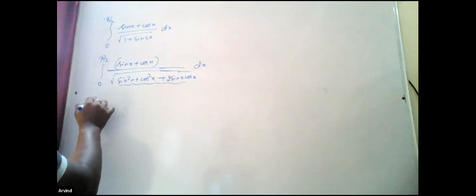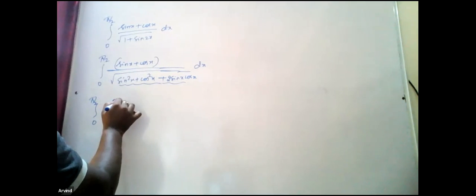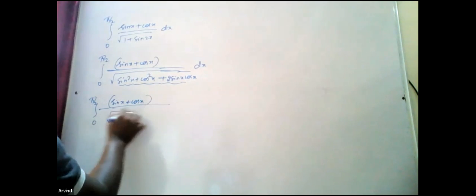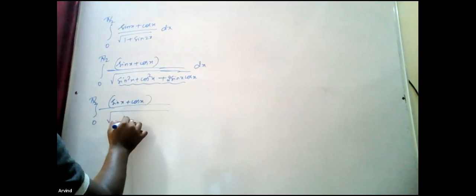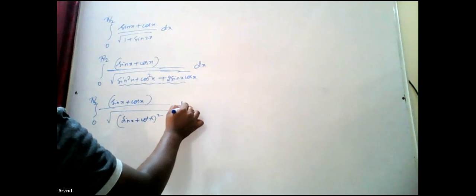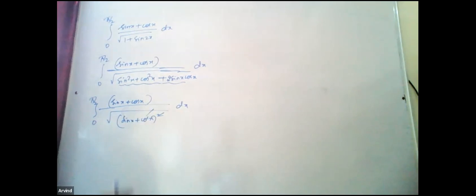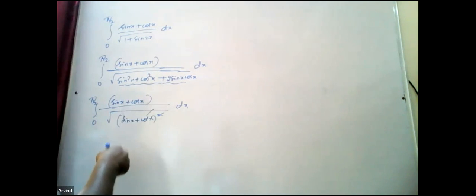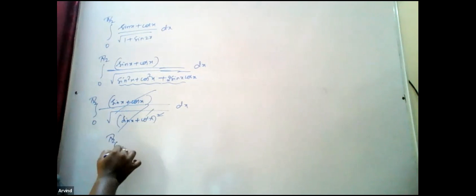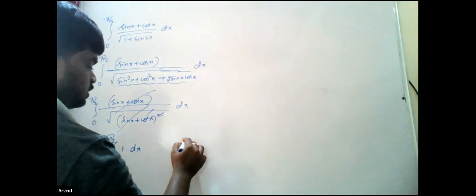So 0 to pi by 2, sin x plus cos x, root of a plus b whole square, so sin x plus cos x the whole square dx. Square and root get cancelled. So the denominator becomes sin x plus cos x, numerator sin x plus cos x, both get cancelled. 0 to pi by 2, 1 dx. Integration of 1 is x. So the answer is pi by 2 minus 0.